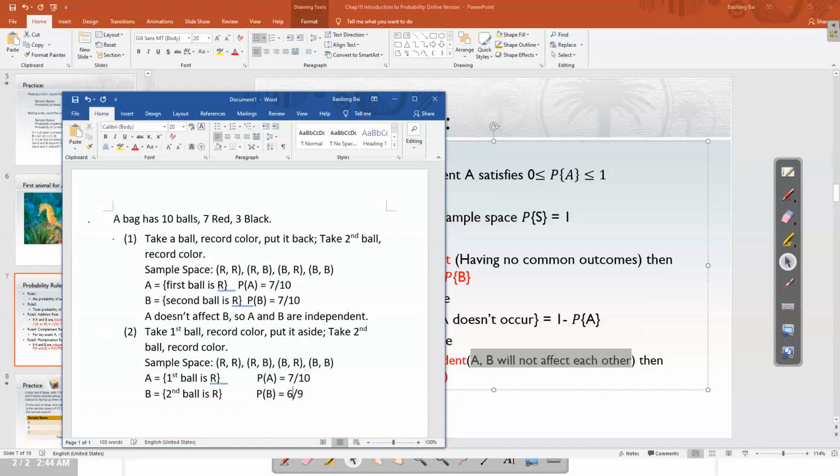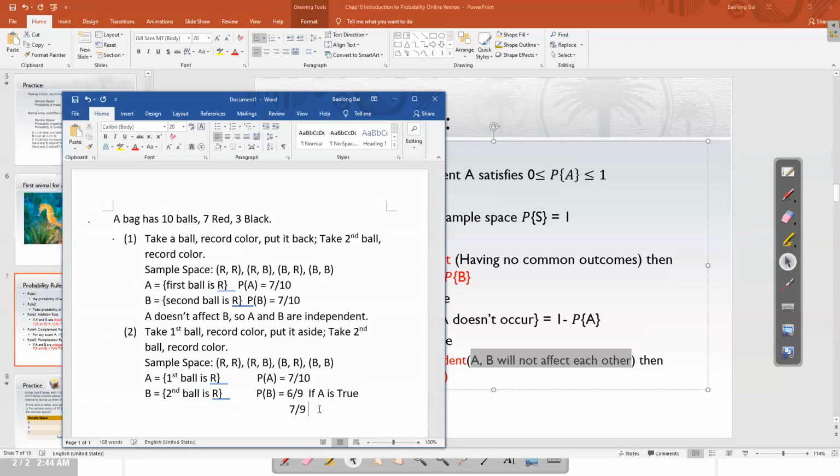Somebody may say it's 6. But someone else may say, hey, I don't think it's 6, it's 7, right? Which one is it? They're both possible, right? If A is true, if the first ball you take is a red ball, then there's going to be 6 red balls left in the bag, right?